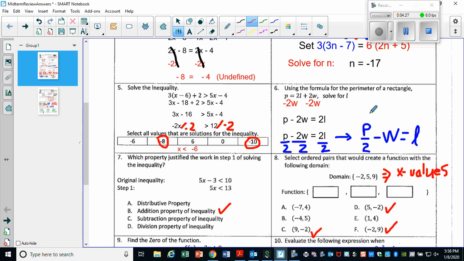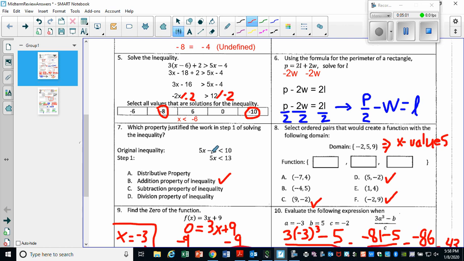Number 6, I'm sorry. Step 1, subtract 2w from both sides. And then step 2, you're going to divide each and every term by 2. So in the end, p divided by 2, you're just going to leave it as is. Then you also have -2w divided by 2, which just becomes -w. And then 2l divided by 2, the 2's knock each other out. L is the only part left in the whole problem.